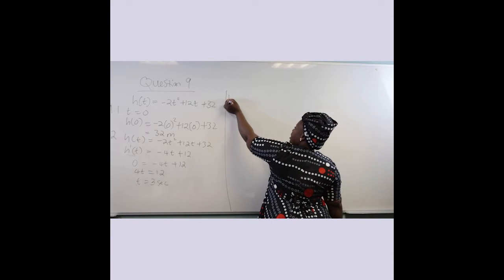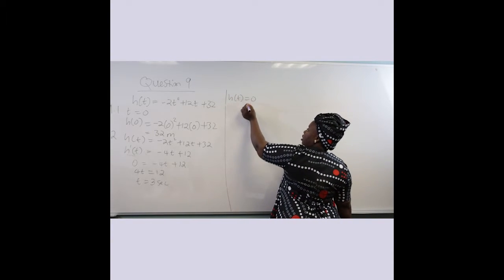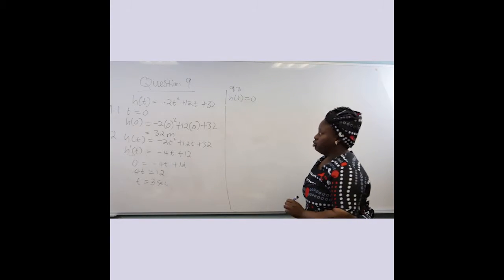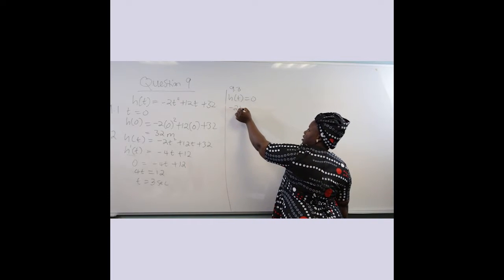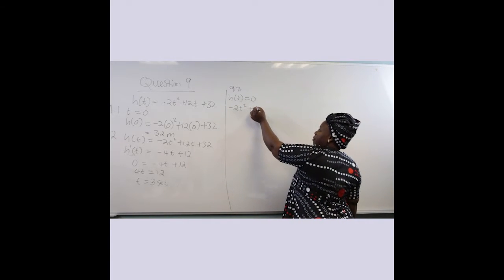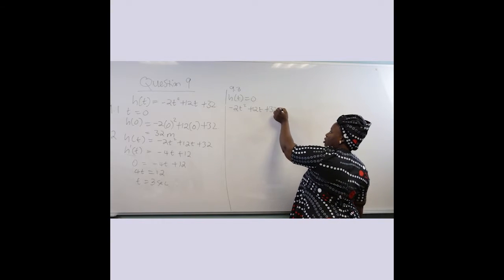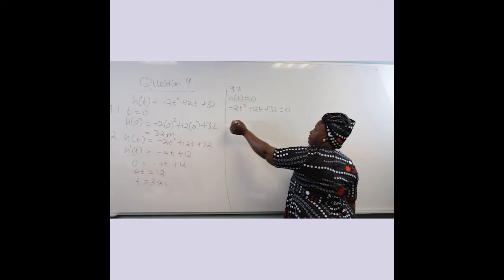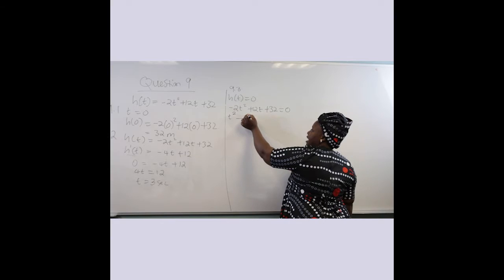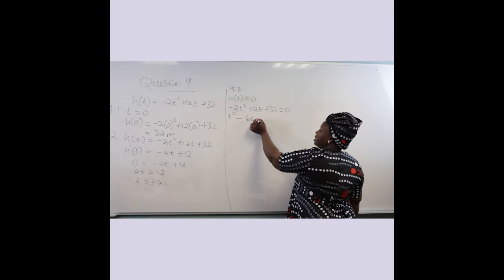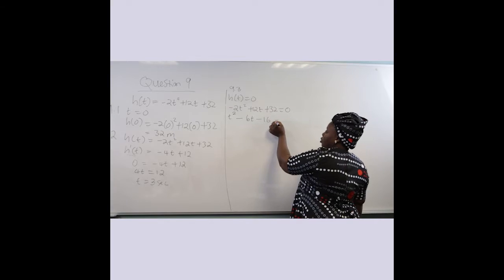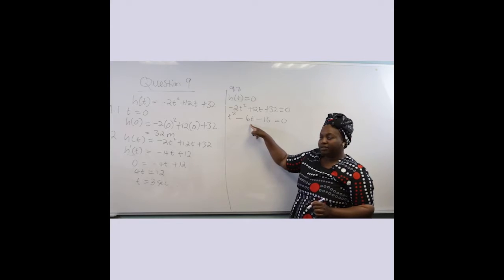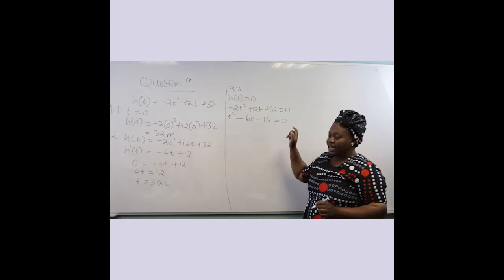We're going to equate this to 0. Okay, remember this is 9.3. Then after equating it to 0, we solve for t. So this is negative 2t squared plus 12t plus 32 equals 0. We can divide everything by negative 2 to have it simplified. t squared minus 6t minus 16 equals 0. Because we divide 12 by negative 2 to get negative 6, and we divide 32 by negative 2, we get negative 16.